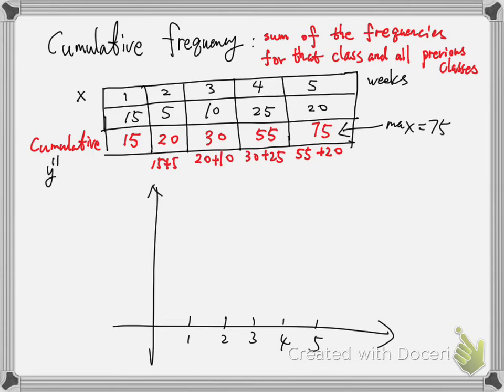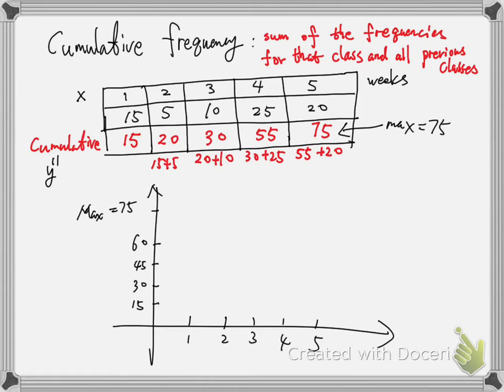So now let's label the y-axis. Maximum is 75. Now let's choose the gap. 15 is a good choice, right? So 15, and then the next one's 30, and then 45, and then 60, then we get 75. Each small gap on the y-axis is 15.